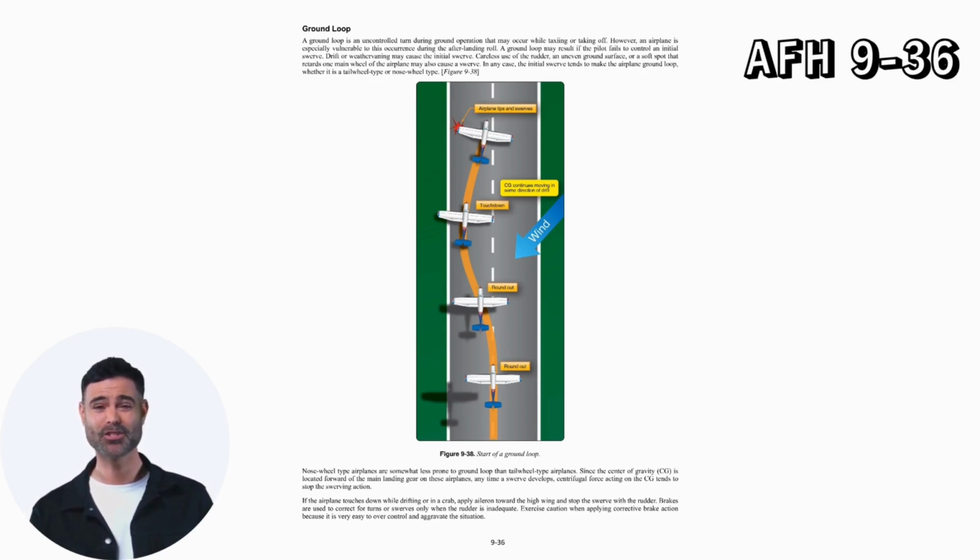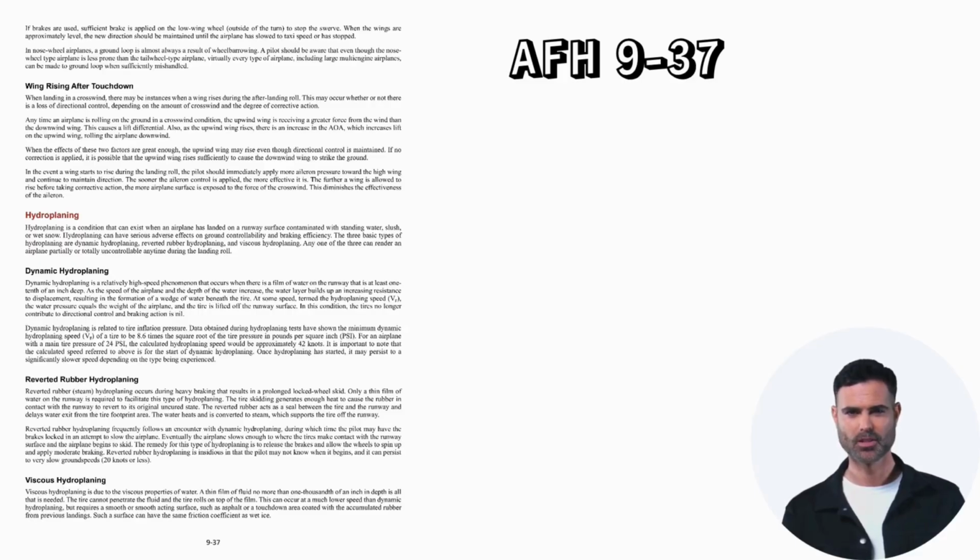If the airplane touches down while drifting or in a crab, apply aileron toward the high wing and stop the swerve with the rudder. Brakes are used to correct for turns or swerves only when the rudder is inadequate. Exercise caution when applying corrective brake action, because it is very easy to over-control and aggravate the situation. If brakes are used, sufficient brake is applied on the low wing wheel outside of the turn to stop the swerve.